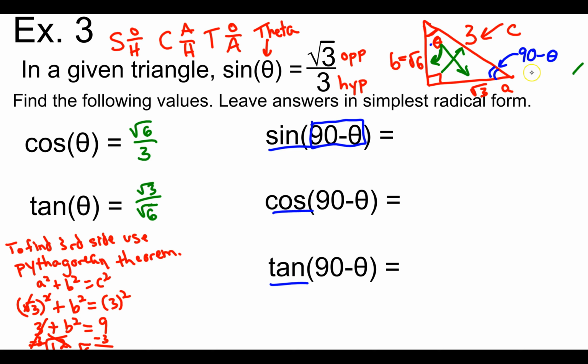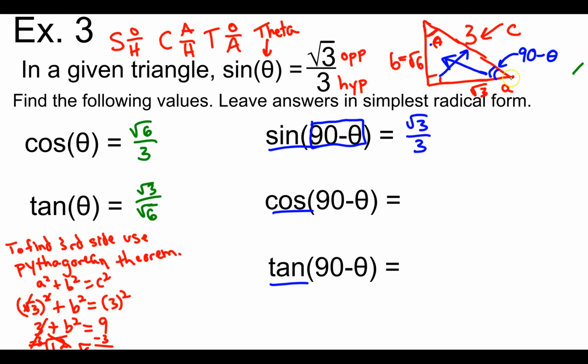Okay, so now we kind of got that concept down. 90 minus theta is just that other angle. That's all it means. It means we're looking from this point. So to find the sine of that, we're just gonna do opposite over, let me erase all this, it's getting messy in here. We're going to do opposite over hypotenuse. So square root of 3 over 3.